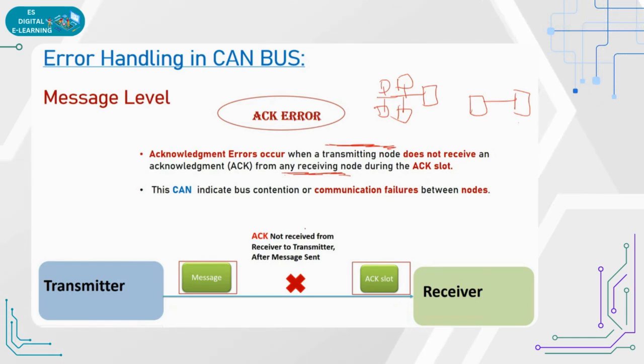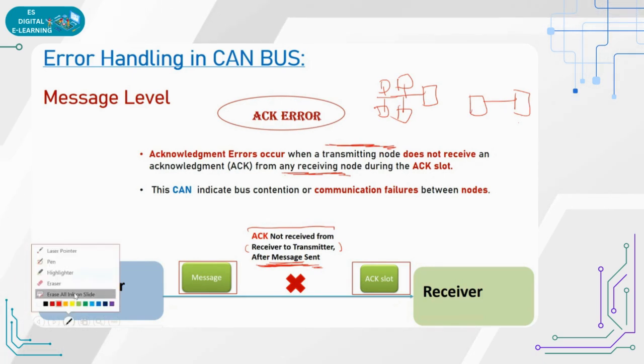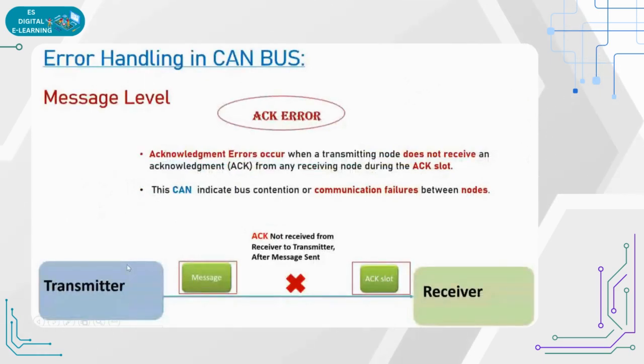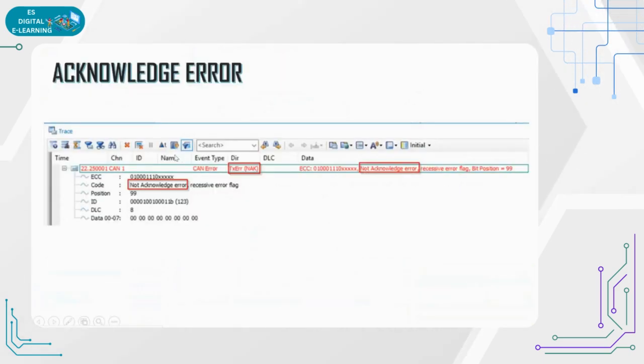Okay, you can write down another point: acknowledgement not received from receiver to transmitter after message sent, then we'll get the acknowledgement error. Is it clear? So in CANTrace we can see like this.